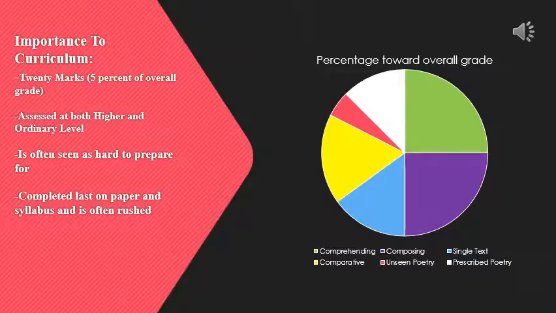Importance to curriculum. This section is worth 5% of the overall grade. It is assessed at both higher level and ordinary level, with the depth of questions and required answers changing. It is on average the worst answered section on the paper and is seen as hard to prepare for.